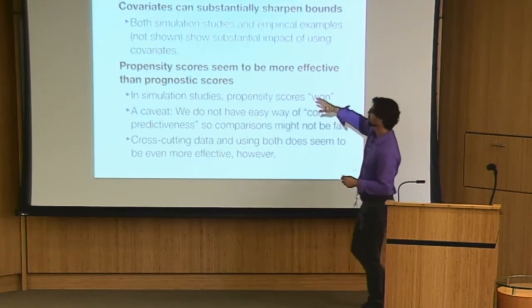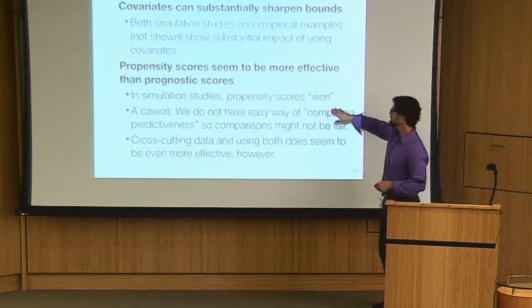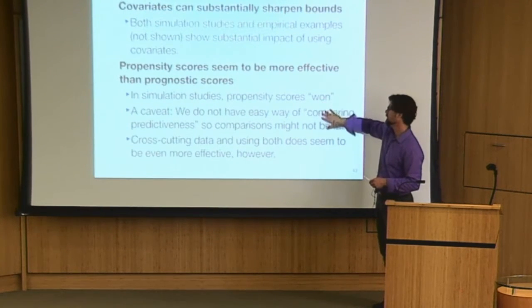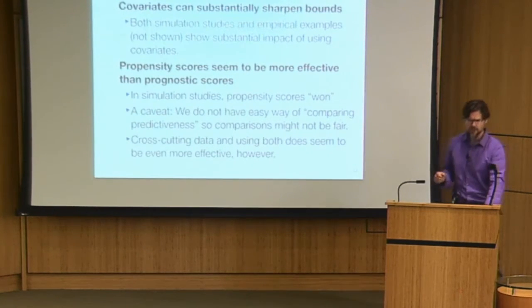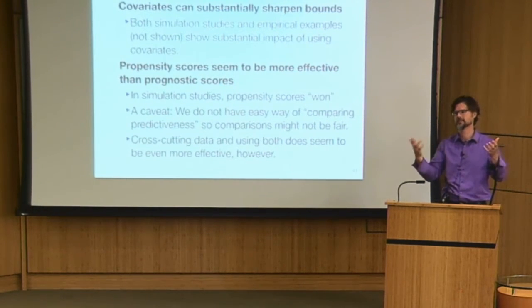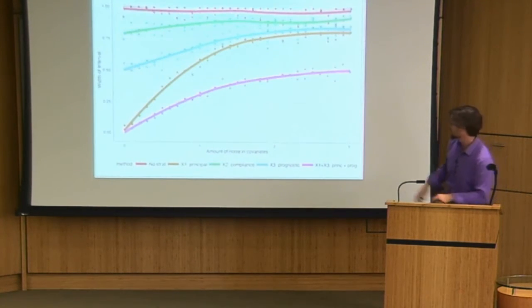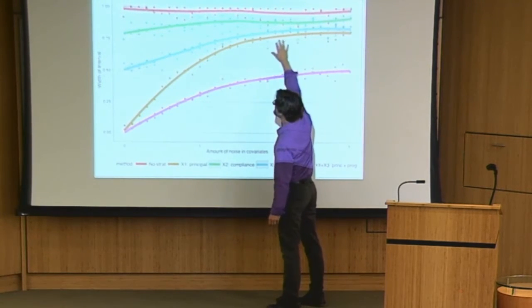And that being said, propensity scores seem to be more effective than prognostic. In the simulation studies, propensity score is 1. There's a big caveat, though, which is, in some sense, we're saying these two scores are predicting the same amount, but one is predicting one thing and one is predicting the other. So it's hard to really compare which is a better predictor. If you go back to these slides, for example, so here's our principal score, 1.